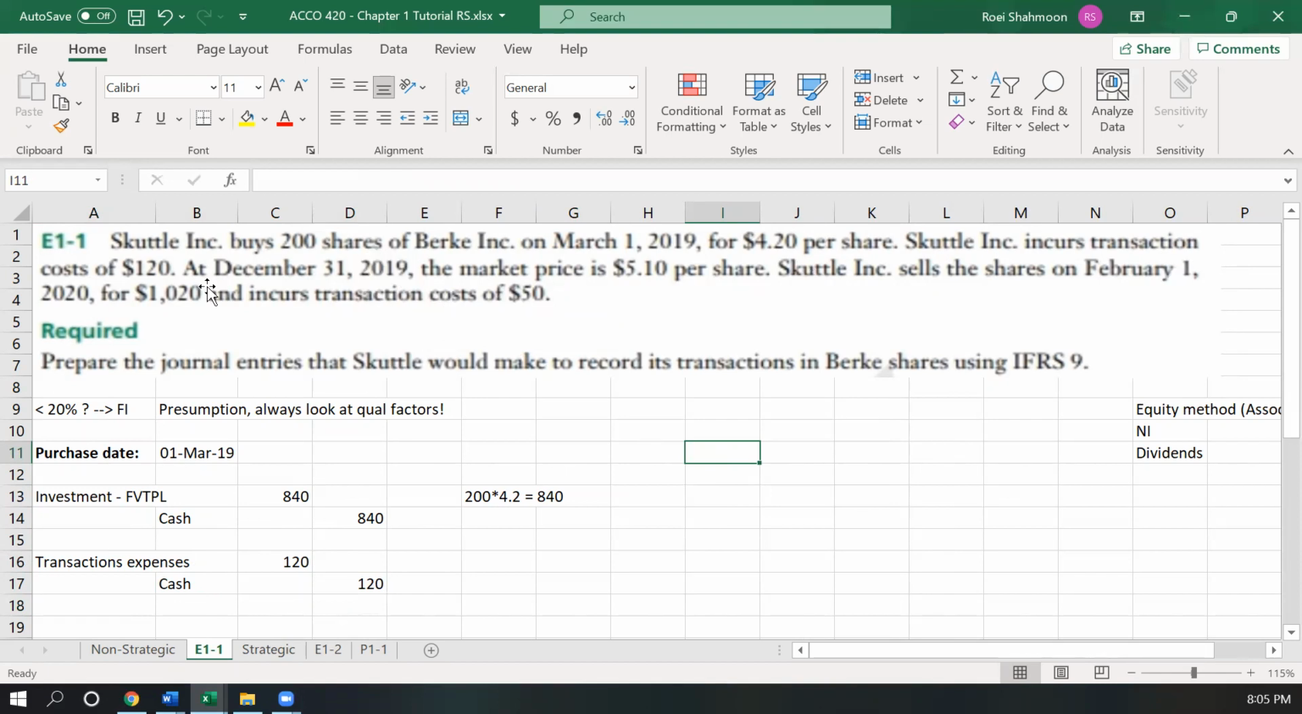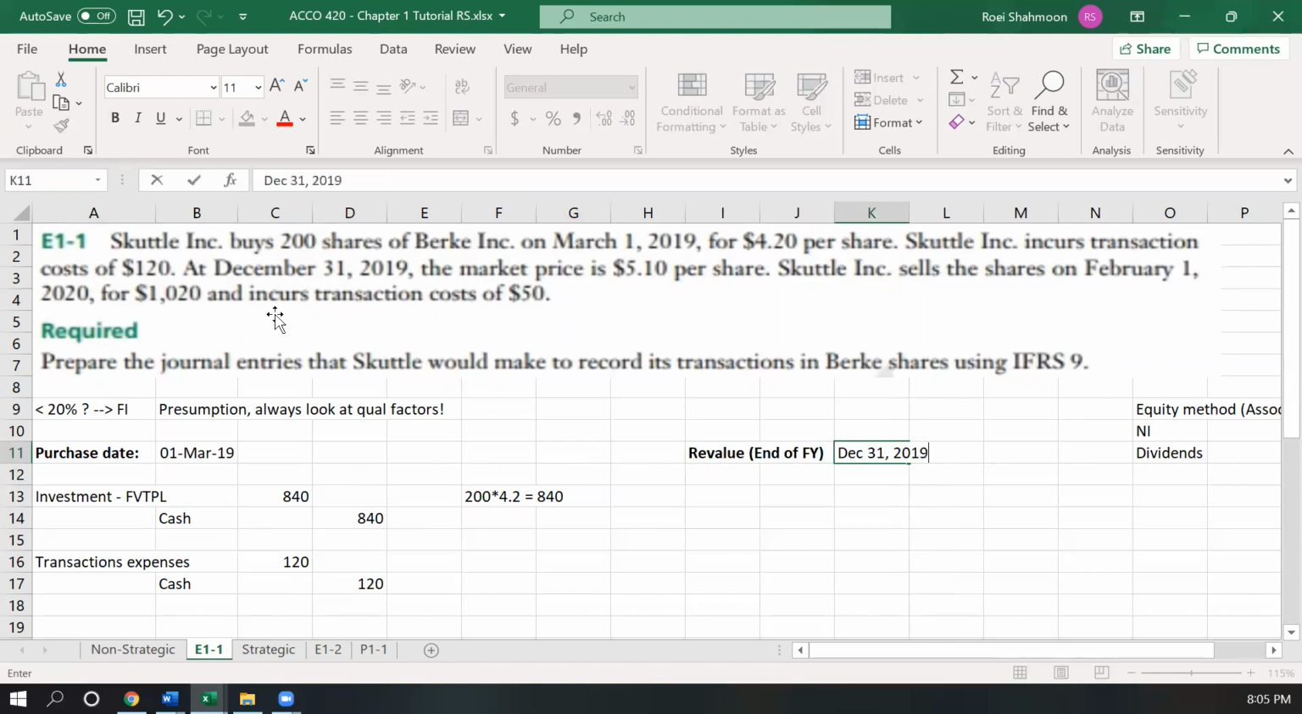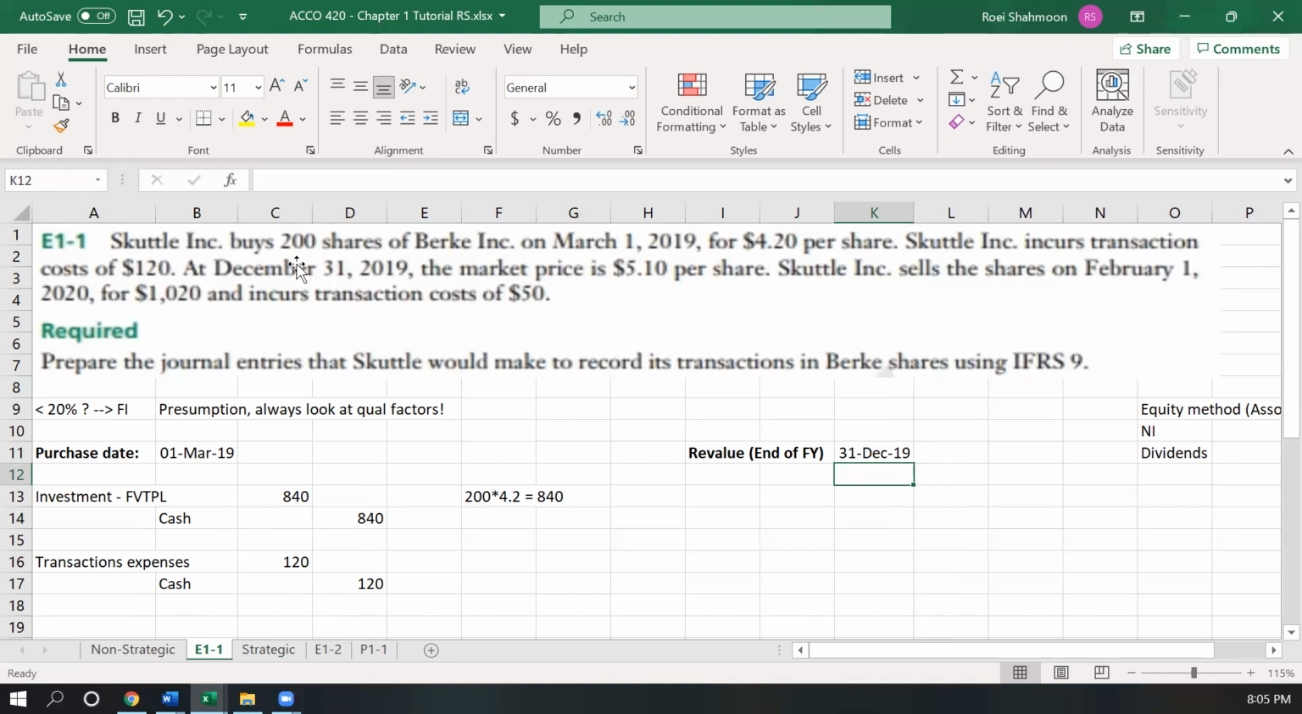Now, for our second entry, this is the revaluation date. Revalue. This is always at the end of the fiscal year. It doesn't have to be December 31st, 2019. If your company year end is July 31st, 2019, that's the date you're going to take. So just pay attention to the question. Be careful. You might have to prorate some stuff. So it went up to 5.1. Here it was 4.2.